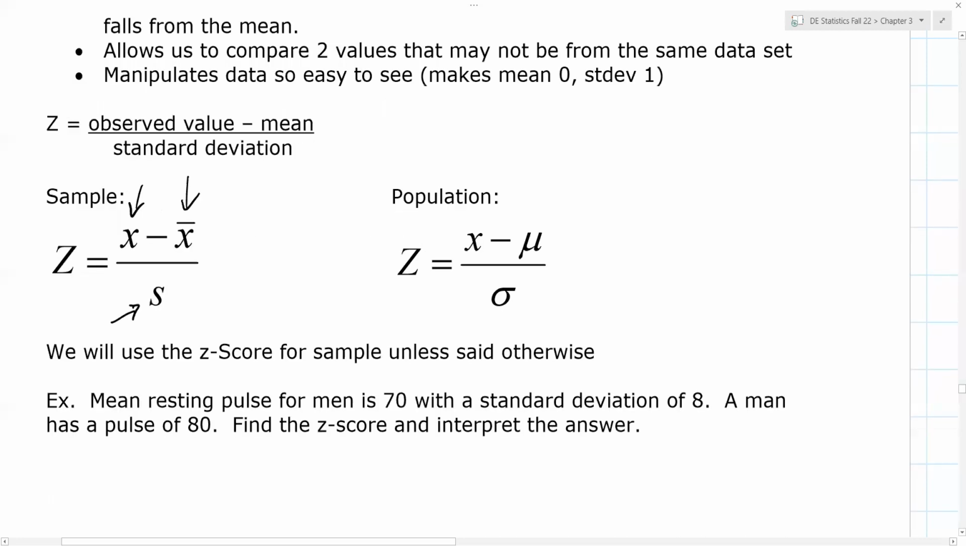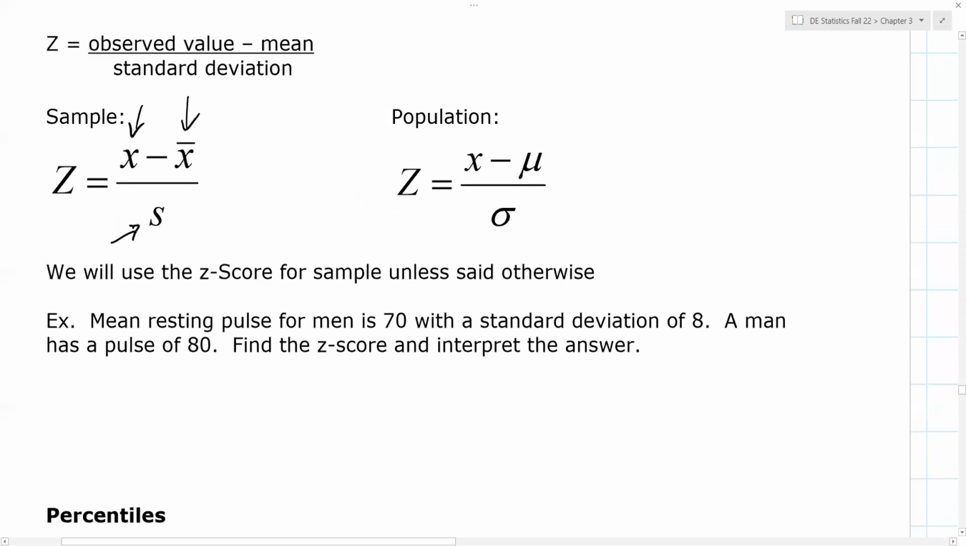All right, so let's go through this, and then I'll talk about two things that a z-score actually tells us when we do this problem. So here's our example. We have the mean resting pulse for men is 70 with a standard deviation of 8. A man has a pulse of 80. Find the z-score and interpret the answer.